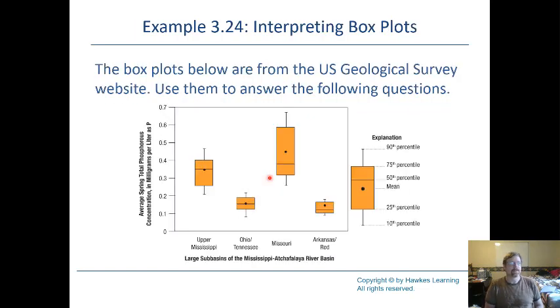Okay, so we've got some box plots from the USGS website. And they've got their explanation. You'll note here that these are, rather than the maximum and minimum, they're giving us the 10th and 90th percentiles. So keep this in mind, and let's answer some questions about this.